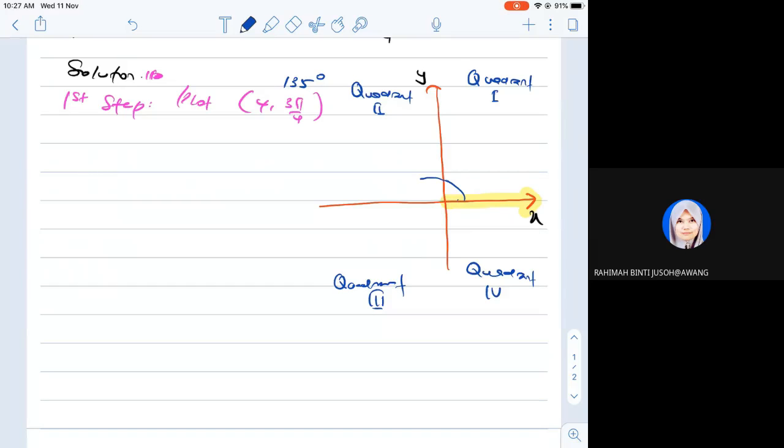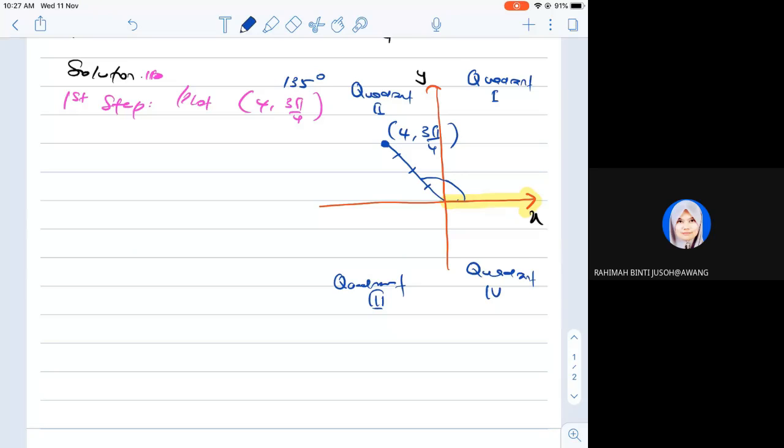And then now, the length of the radius is 4, okay? Length of the radius is 4. So what you should do is, you have to put the straight line as this. And then 1, 2, 3, 4. Okay, so this is the coordinate, okay? So ada 4 ukuran tu, 4, right? So I put the line 1, 2, 3, 4. So here, this is the point of 4, 3 pi over 4.